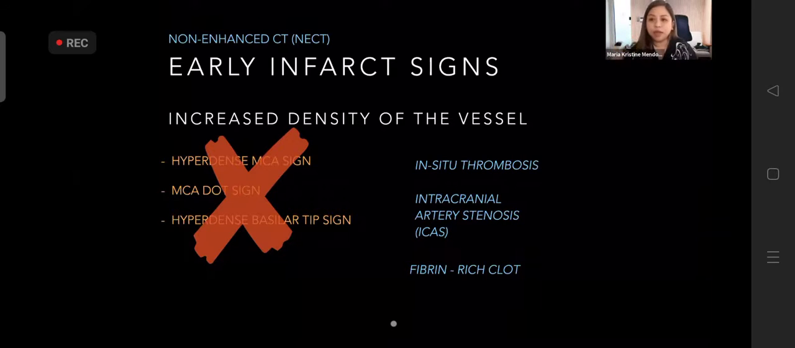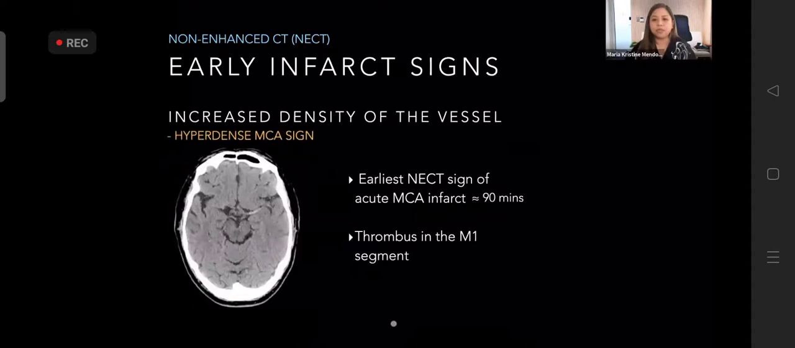So, in the event that there is an in-situ thrombosis, because the clot may still not be fully retracted, also a very common scenario for the Asian population would be intracranial artery stenosis. So because there would be no clot there, you of course would not see this increased density of the vessel sign. And as I have already mentioned, fibrin-rich clots usually do not present with this CT sign.